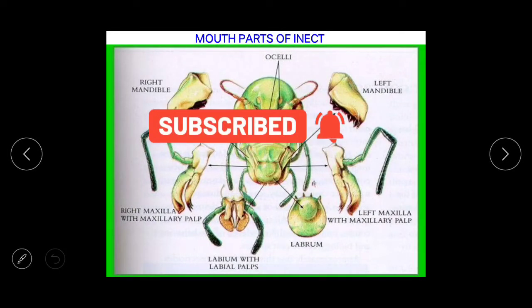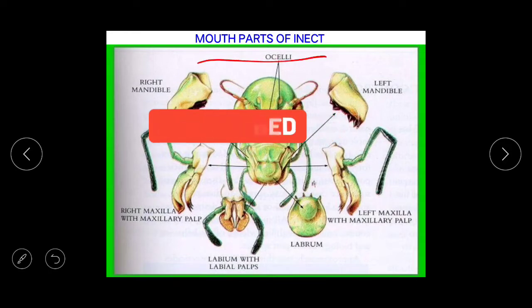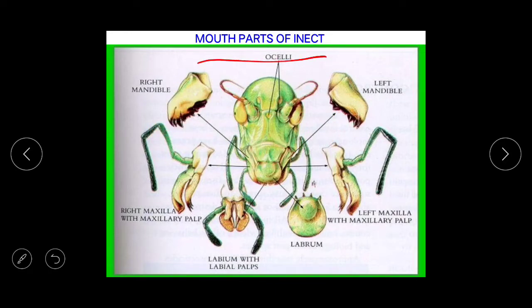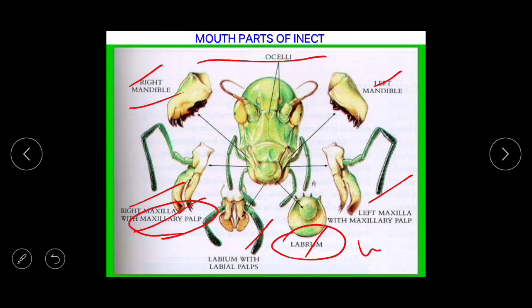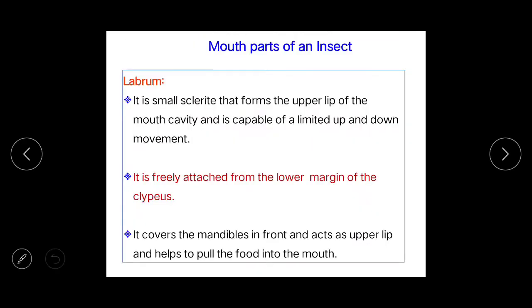So today we'll discuss the mouth parts of insects. The insect mouth part consists of mandible, then maxilla, then labium, labrum. Okay, so these are the four parts normally. The mandibles are again right mandible and left mandible, then right maxilla and left maxilla. Again, these maxillae contain one maxillary palp, and this is the labrum, that is the upper lip, and the labium with labial palp is the lower lip. So we'll discuss one by one.